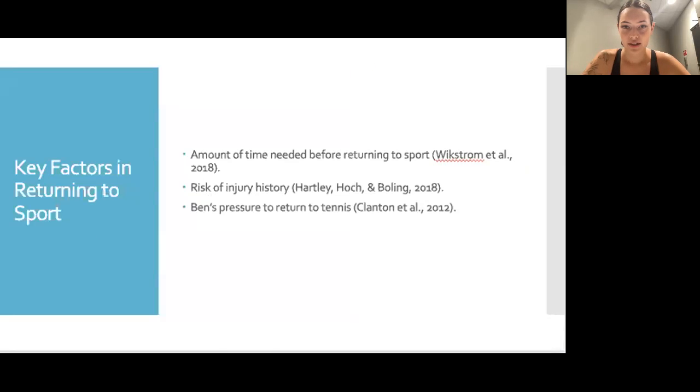Next point. So key factors in returning to sport. So there are many key factors that need to be considered before Ben returns to tennis. There has not been enough research or protocol design for the amount of time needed before returning to sport after a lateral ankle sprain injury. And it largely depends on the actual rehabilitation program.